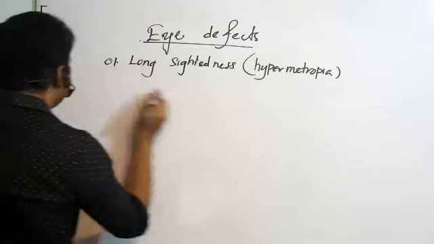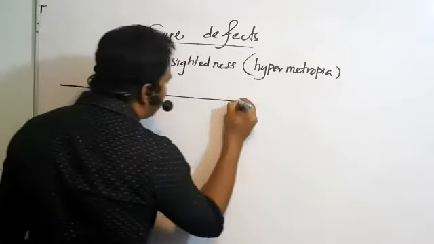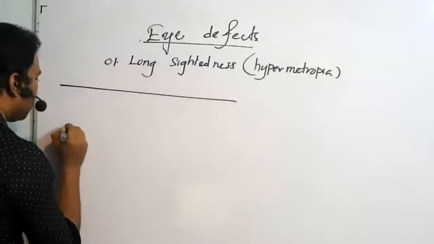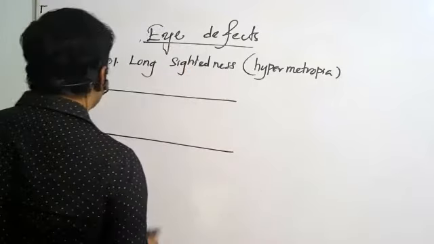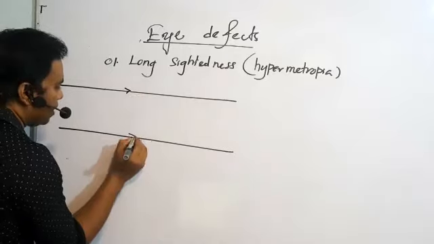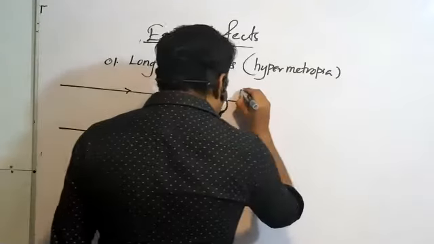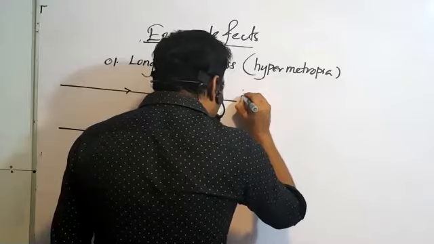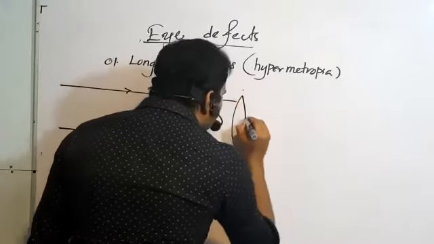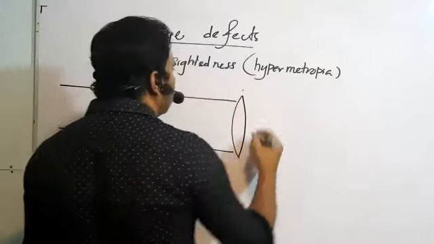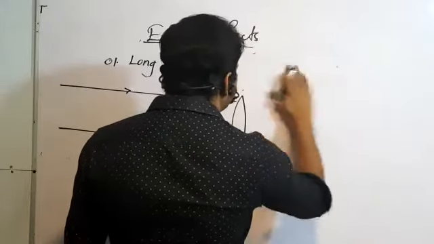Long-sightedness means he can observe objects situated far away. That means the light rays coming from far away objects are parallel. If they are parallel, the eye lens is normally curved. Okay, that's the normal curvature.